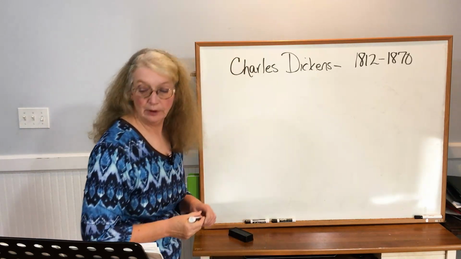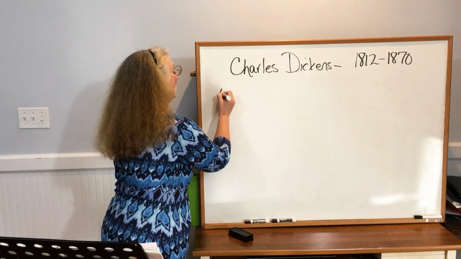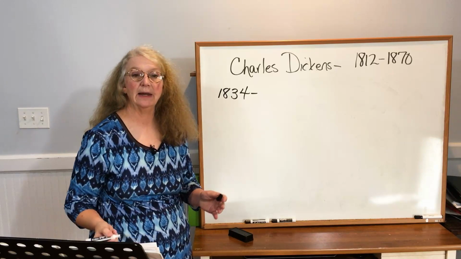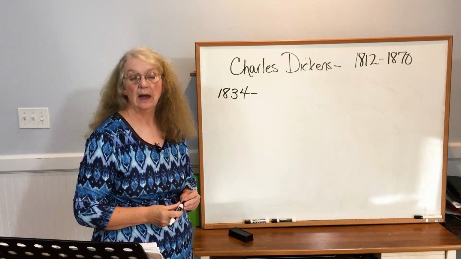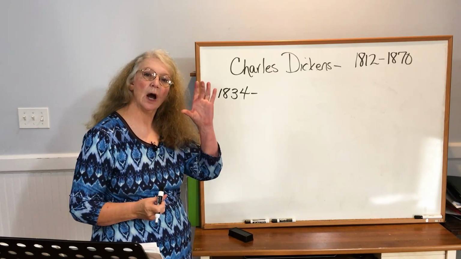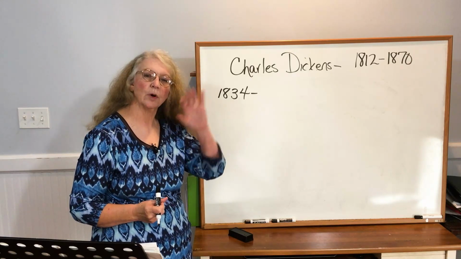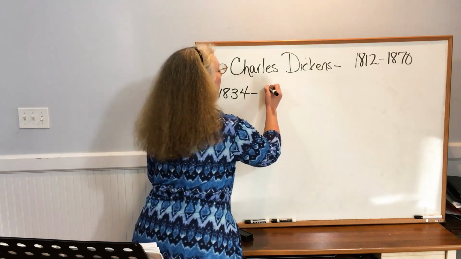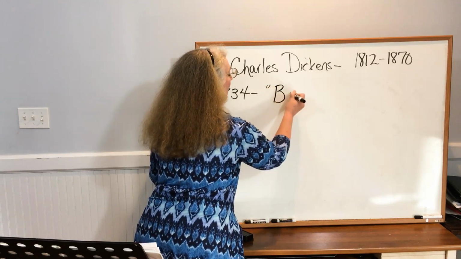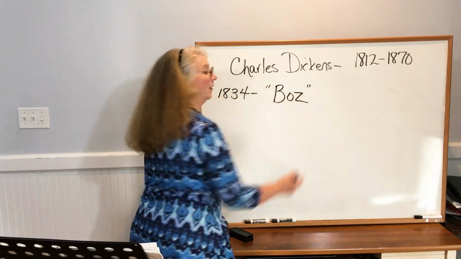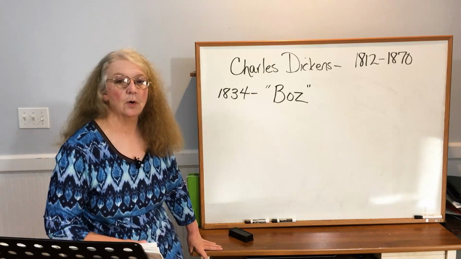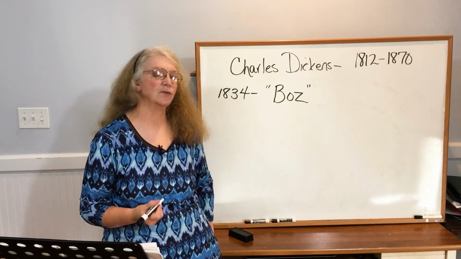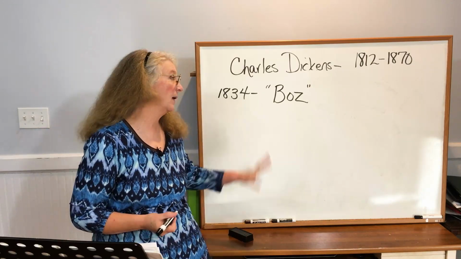Charles grew up a little bit, and in 1834, he began to write for some of the periodicals, some of the magazines that were going out at that period of time. And he wrote little short columns and little short stories. But instead of writing under his name, Charles Dickens, he wrote under a code name. And he called himself Boz. So no one knew who Boz was, who this writing was. Very few people knew who it was, only his publishers.